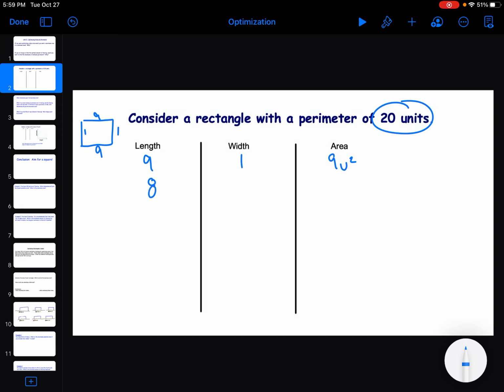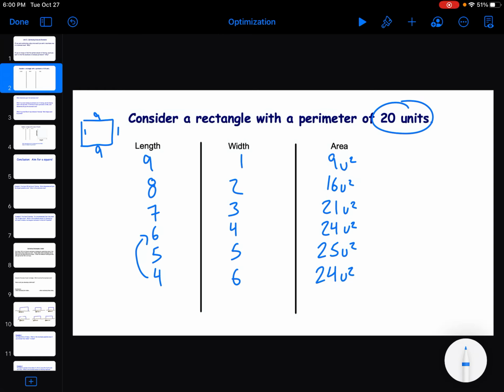Now the next one would be 8 and 2, and that's going to be 16 units squared. The next one's going to be 7 and 3, it's 21 units squared. 6 and 4, 24 units squared. 5 and 5, which is actually a square, it's 25 units squared. And then if we were to keep going, we'd go back to 4 and 6. This is just a repeat of this.